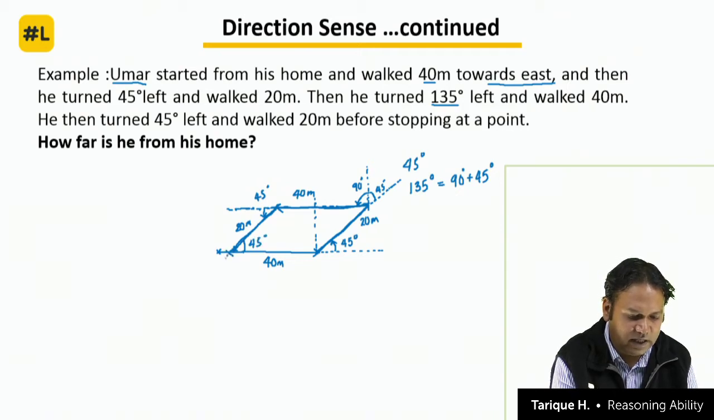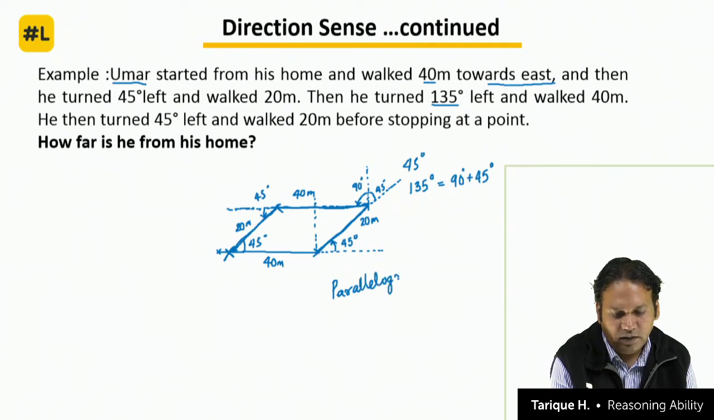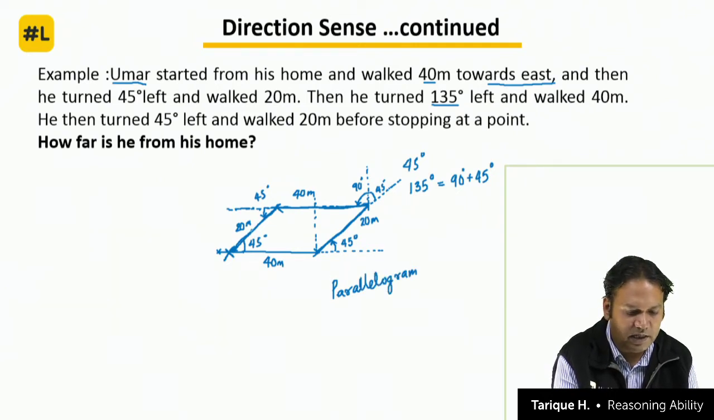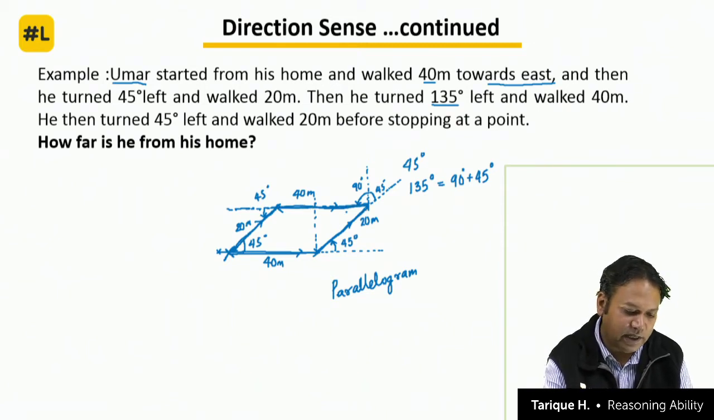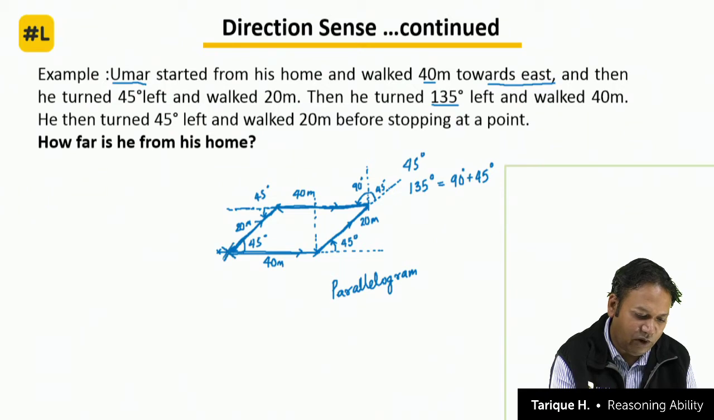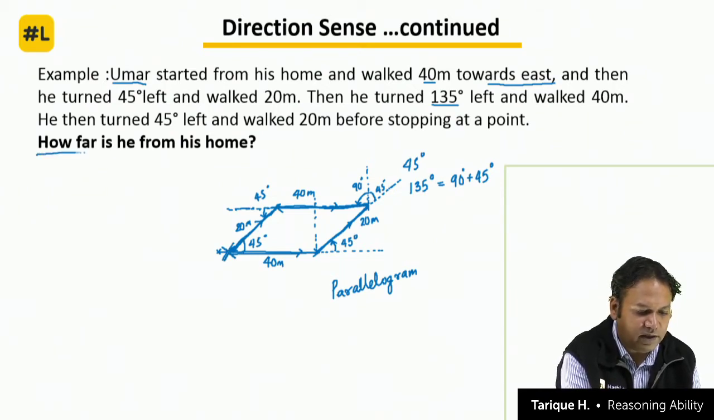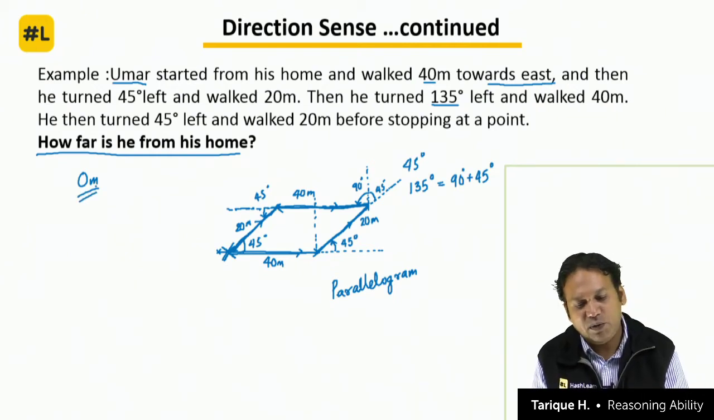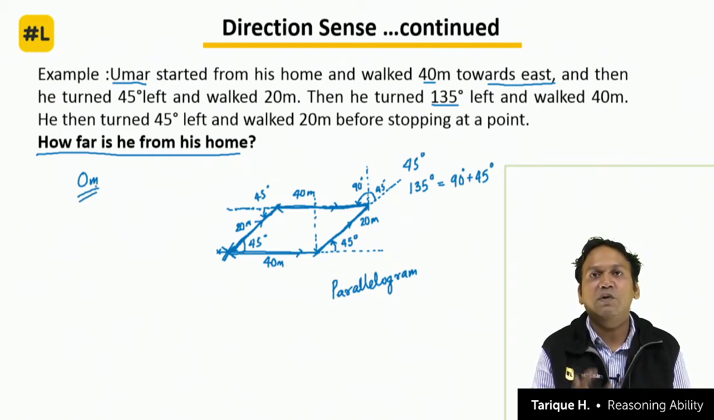So you have to start from this. Actually this is the X point. So how far is he from it? This is like a parallelogram. This line is parallel to this line. This line is parallel to this line. This base is 40. This top is 40. This side is 20. This side is 20. So this has to be his point of start. And how far is he from his home? 0 meters. He has come back to his home, and the distance from his home is 0 meters.